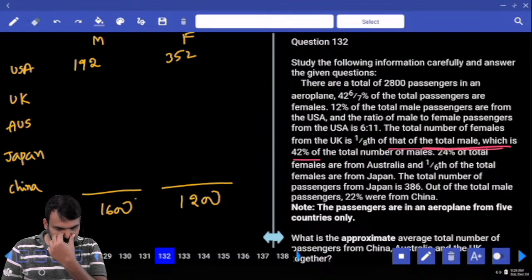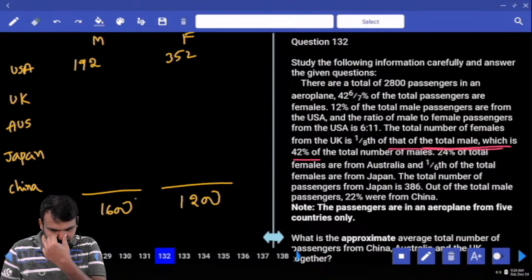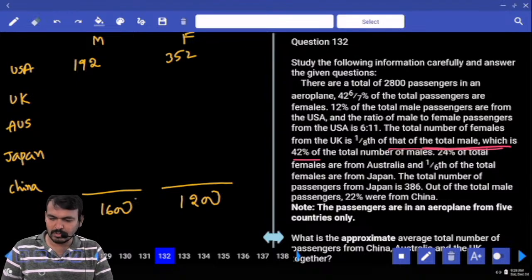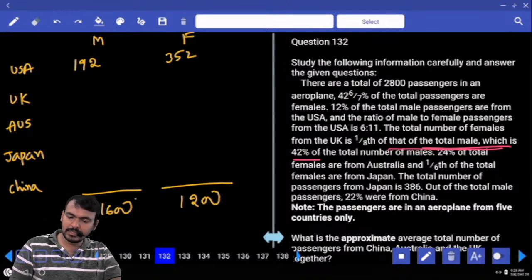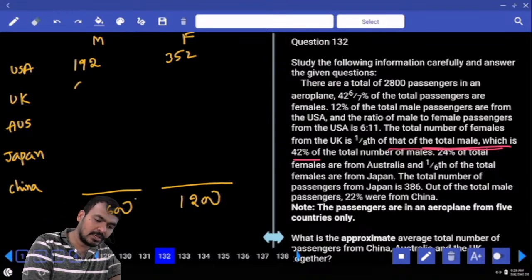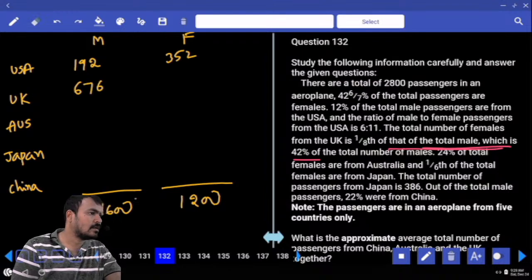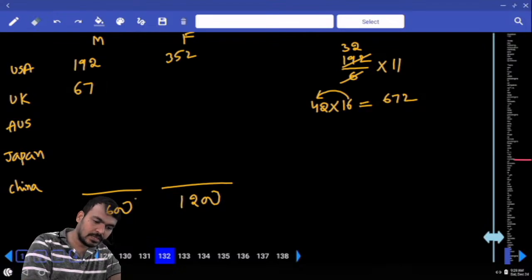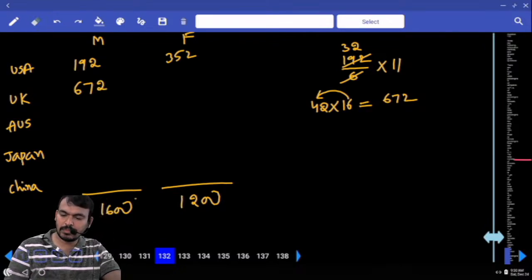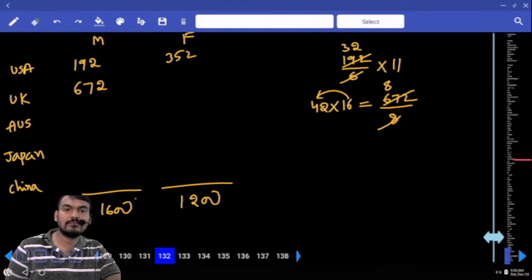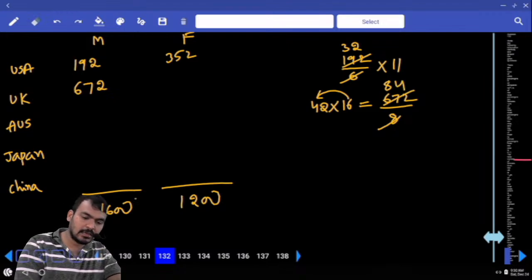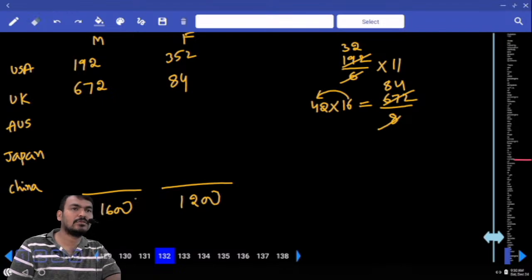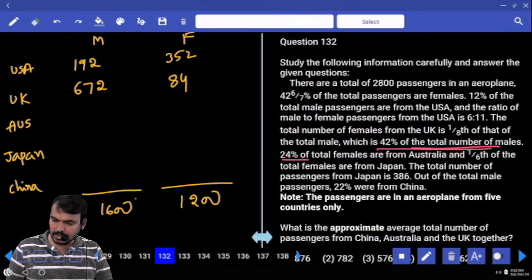The total number of females from the UK is 1/8 of that of the total males, which is 42% of the total number of males. Means males in UK is how much? 672. In that 1/8 value, divide by 8. 8 how many times? 8 times 4 times. 84. Females are how much? 84. Next.